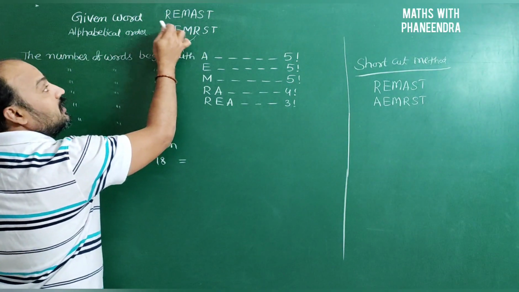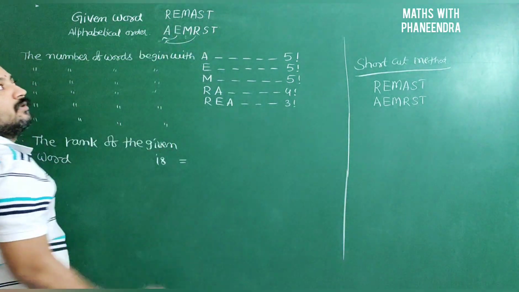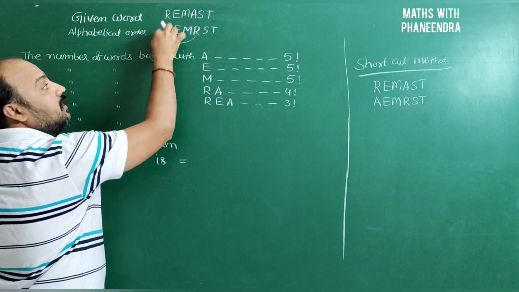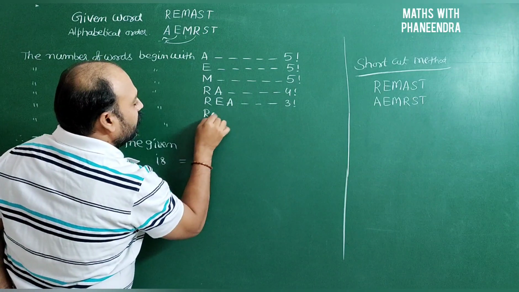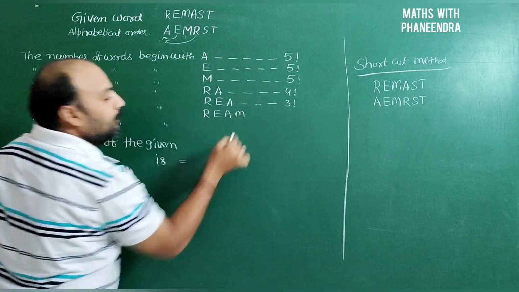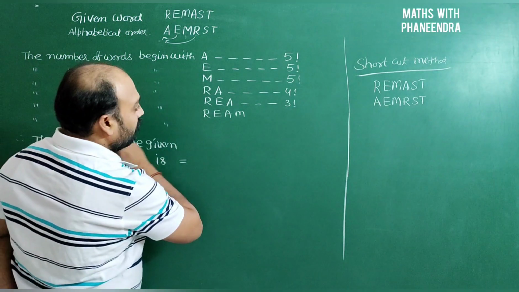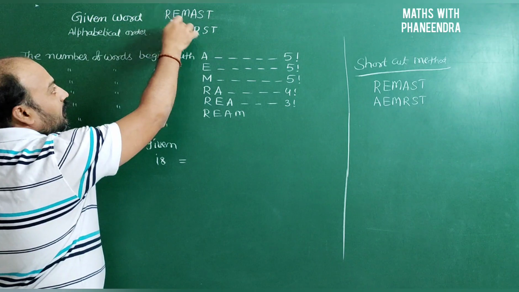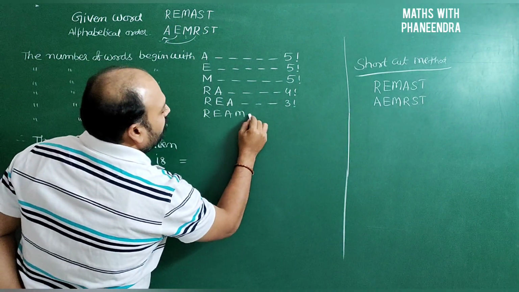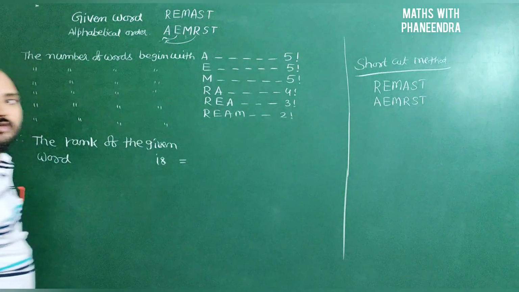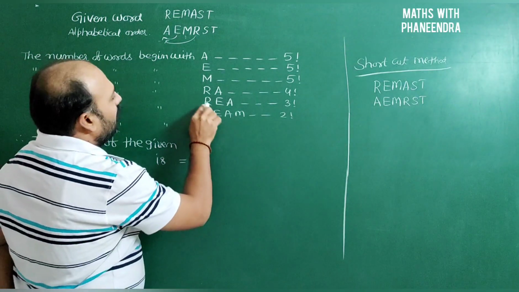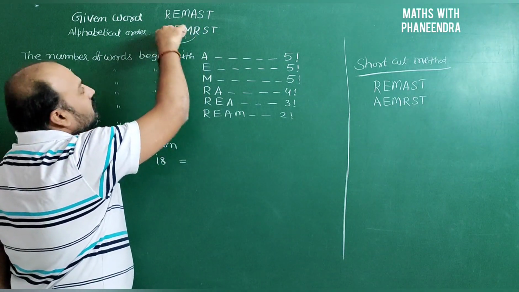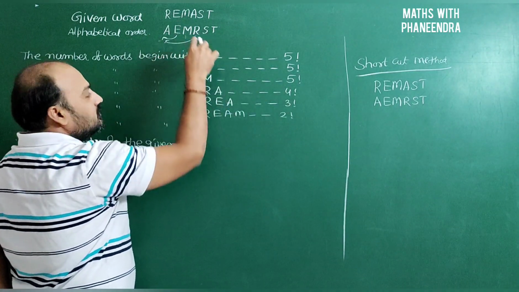Next, REAM we can write it. The number of words which begin with REAM. REAM fixed now. So the remaining 2 factorial we can write it. REA is okay. So remaining 3 factorial.